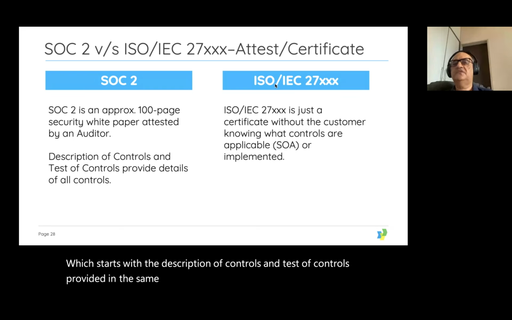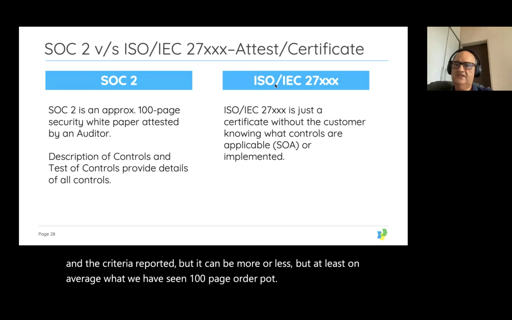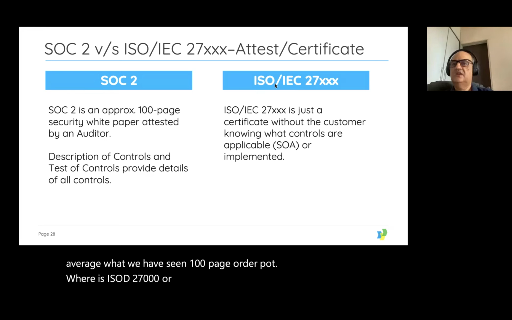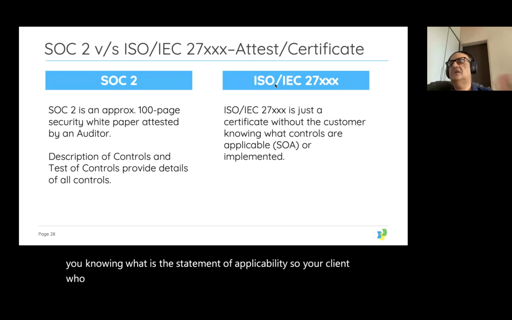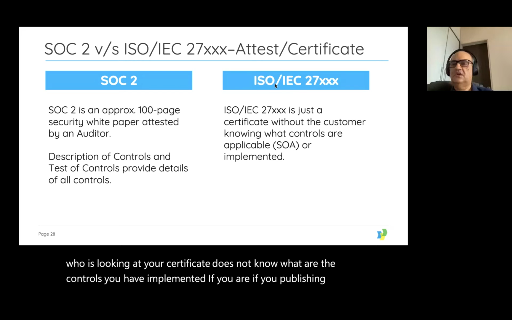So if you have seen any SOC 2 report, it's a 100-odd pages, depending on the controls and criteria reported. It can be more or less, but on average, that is what we have seen. Whereas ISO 27000 or the entire series is just a certificate without you knowing the statement of applicability. So your client who is looking at your certificate does not know what controls you have implemented if you're publishing your ISO IEC report.